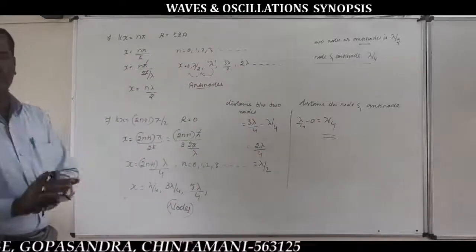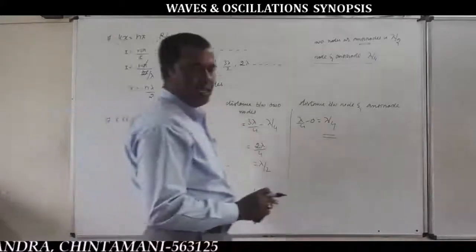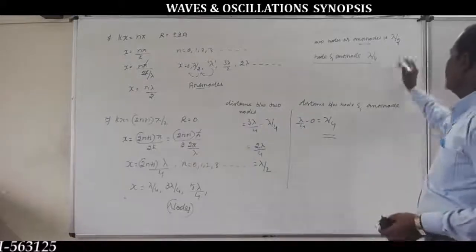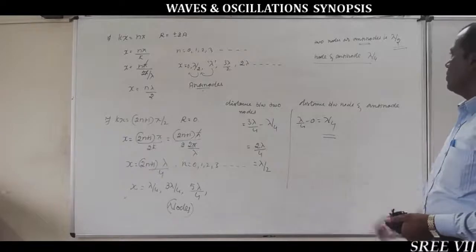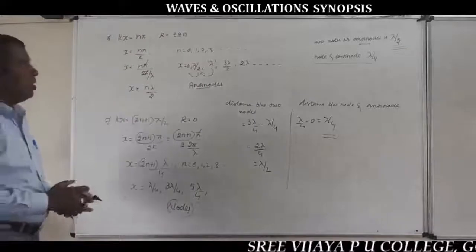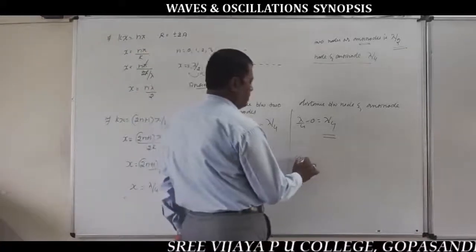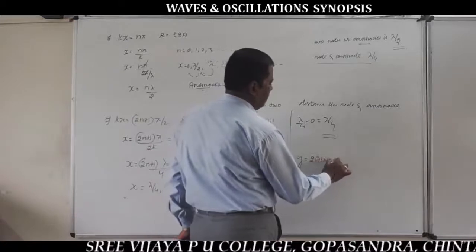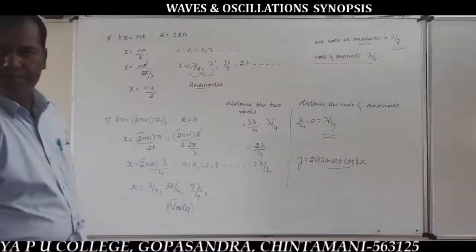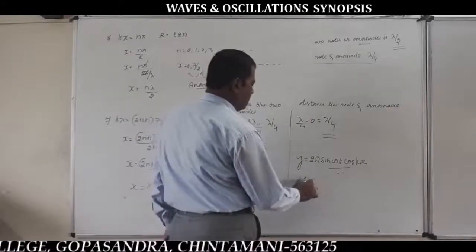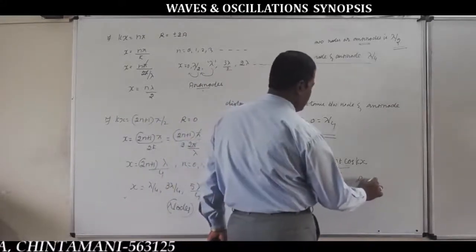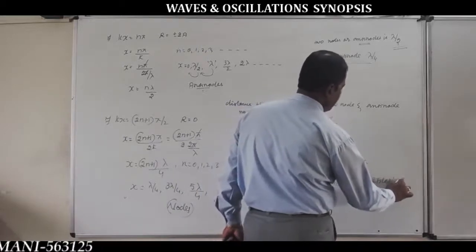So therefore in stationary waves, nodes and antinodes are equally spaced. The distance between two consecutive nodes or antinodes is lambda by 2, and the distance between node and antinode is lambda by 4. And this equation, that is y is equal to 2a sine omega t cos kx, represents a stationary wave or standing wave, or y is equal to r sine omega t, where r is the amplitude of the stationary wave, given by 2a cos kx.